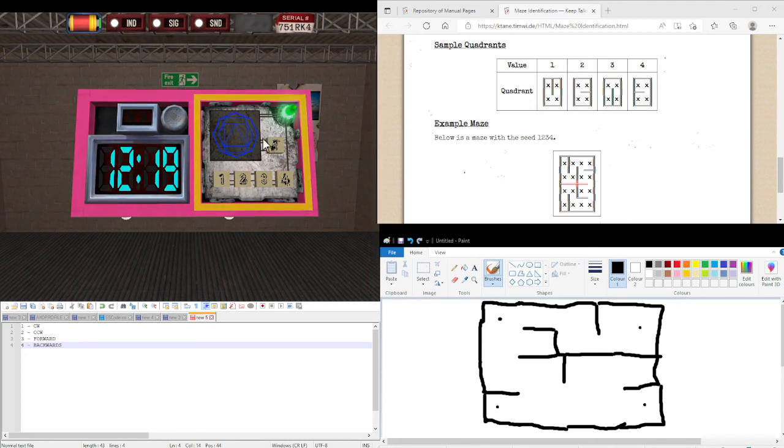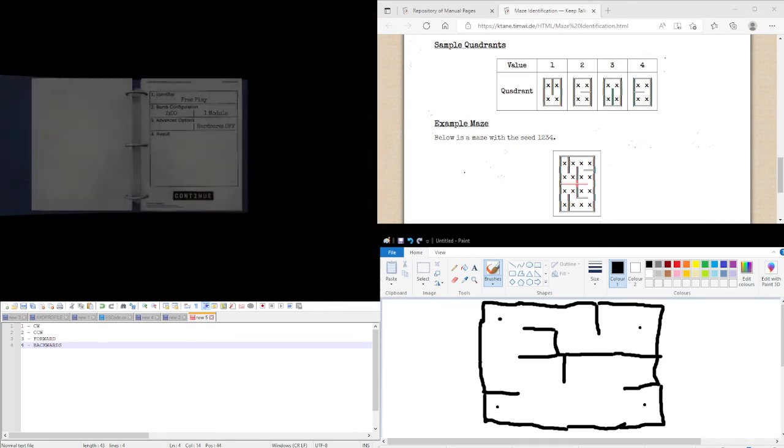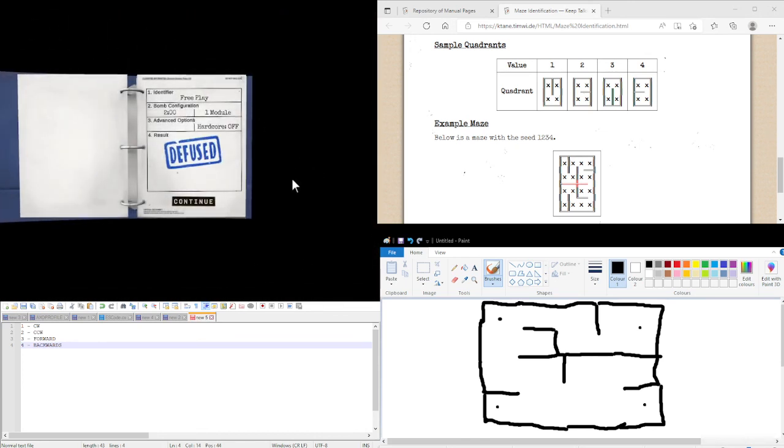So hopefully you understand how maze identification works now. Sorry for the weird setup, it's just the best I could do. And I hope you guys understand how to identify the mazes in maze identification now. And I'll see you guys in the next tutorial.